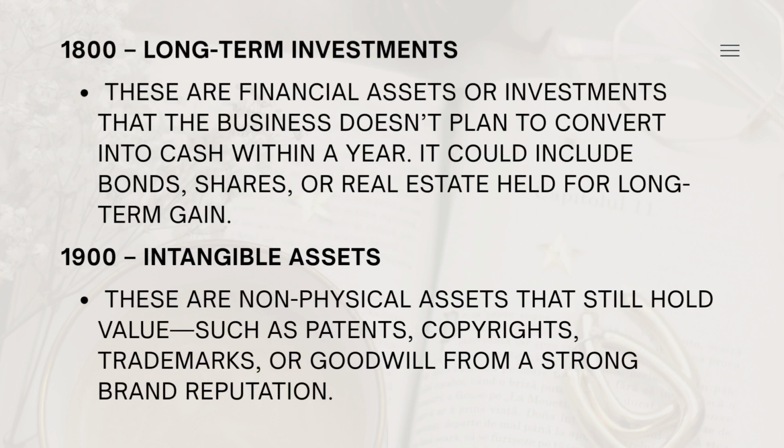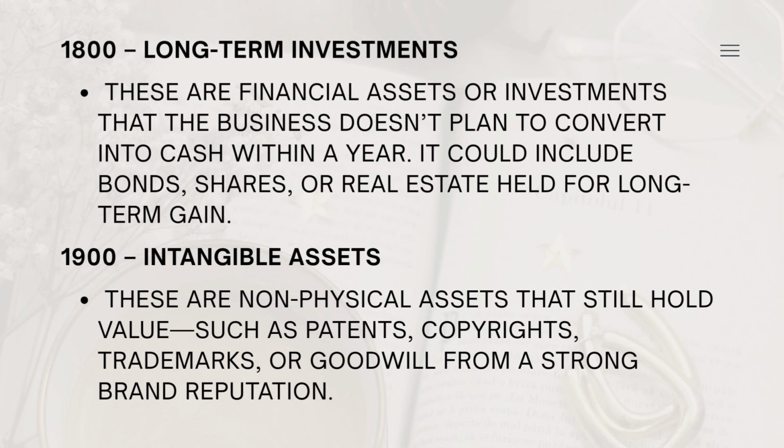1800, long-term investments. These are financial assets or investments that the business doesn't plan to convert into cash within a year. It could include bonds, shares, or real estate held for long-term gain. 1900, intangible assets. These are non-physical assets that still hold value, such as patents, copyrights, trademarks, or goodwill from a strong brand reputation.